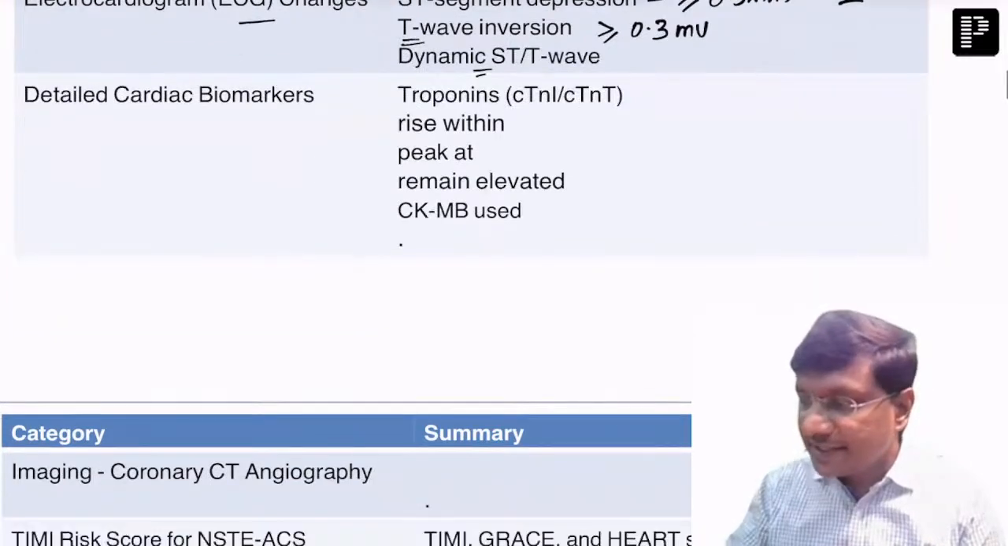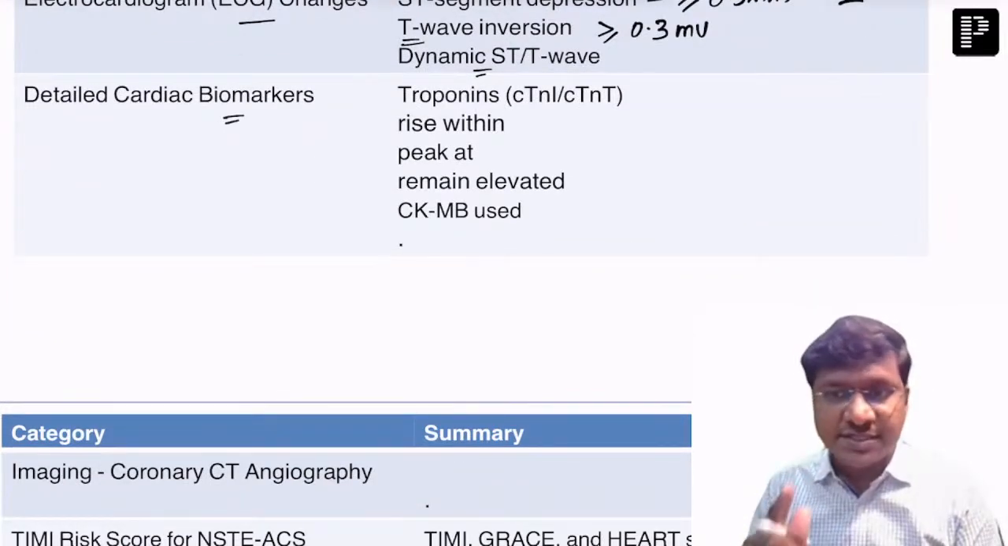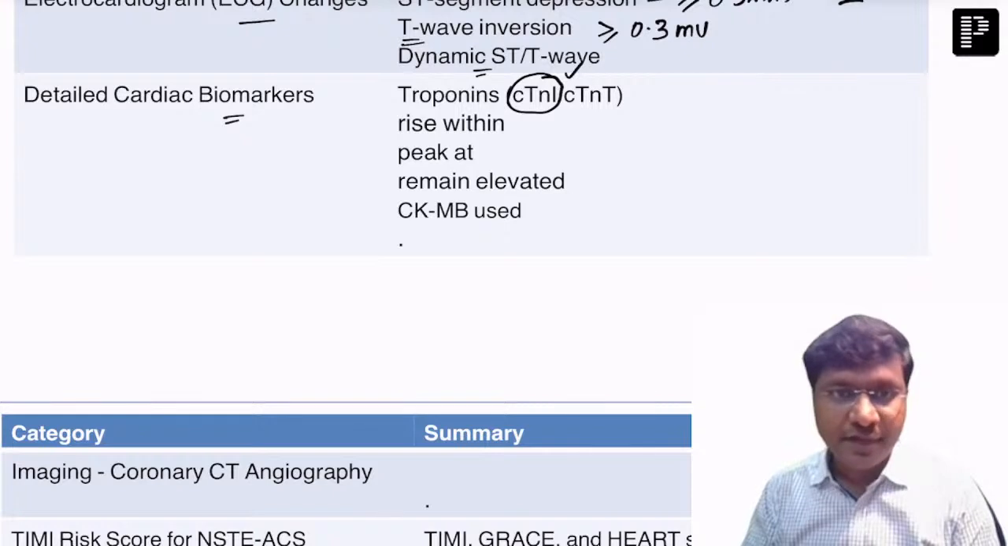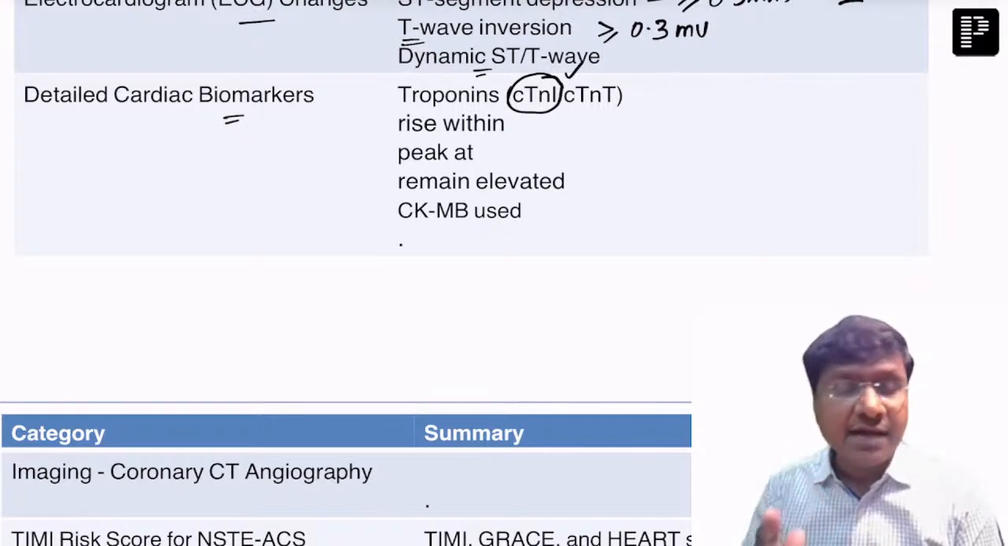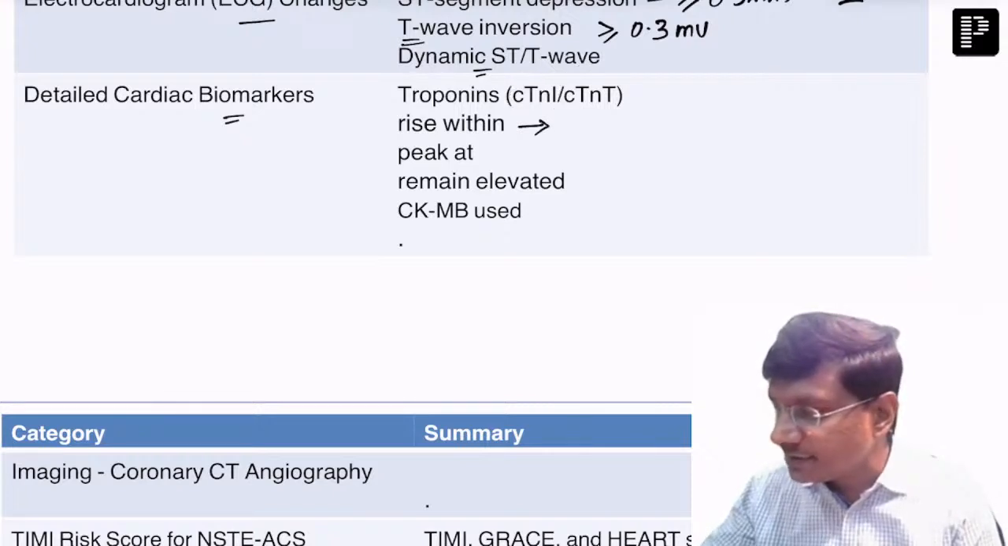Now, if you see the details of the cardiac biomarkers which are elevated, what is the most sensitive cardiac biomarker? The most sensitive cardiac biomarker is cardiac troponin I. They are observed in the blood within 2 to 4 hours.